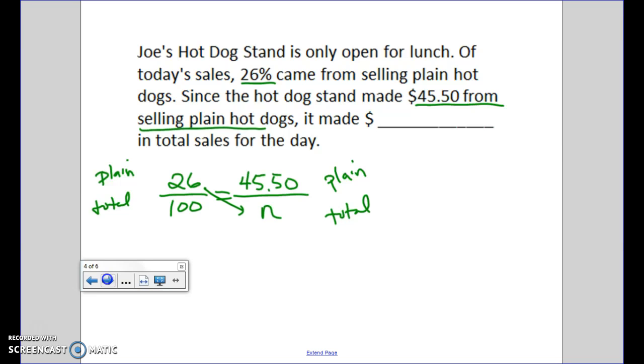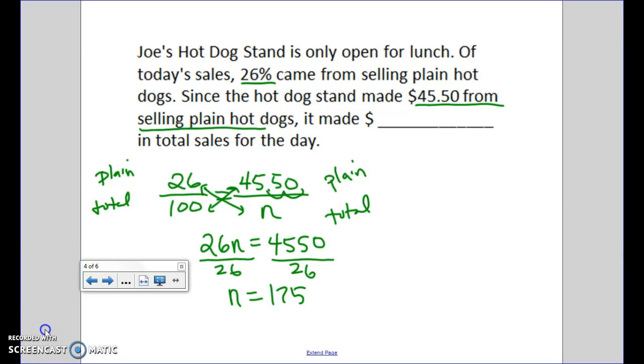And because we have a proportion, we can cross multiply. 26n equals, when I multiply something by 100, I know it'll just move the decimal place 2 spots, 4,550. And when I solve this one-step equation, I divide both sides by 26, I see that the total amount of money made is $175.